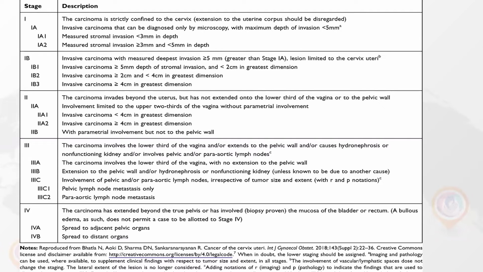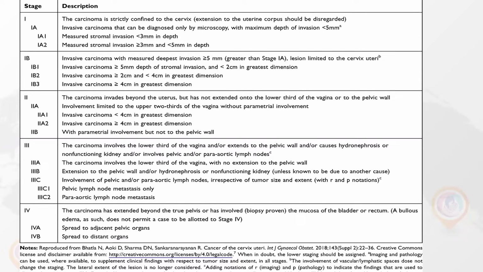Now coming to 3A. In 3A, it involves the lower third of the vagina. In 3B, there is extension to the pelvic wall, or hydronephrosis, or a non-functioning kidney, unless it is known to be due to some other cause. 3C, I have always told you, is lymph nodal involvement. So 3C1 is pelvic lymph node, 3C2 is para-aortic lymph node.